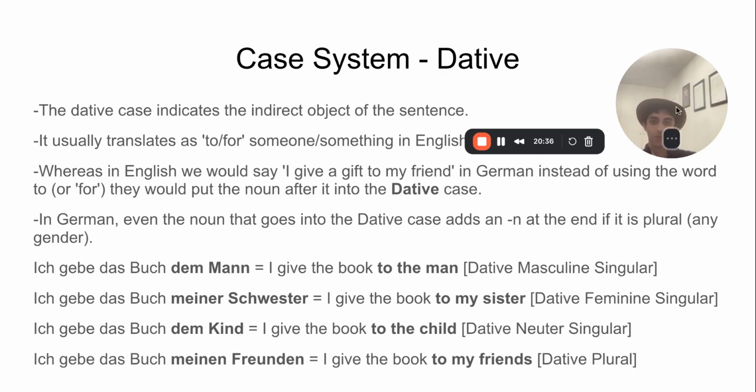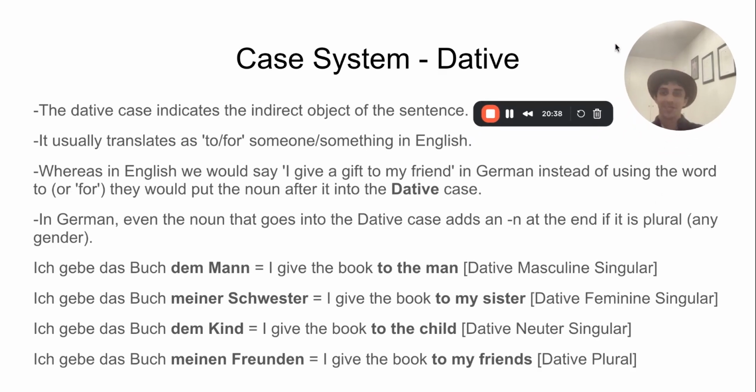Okay, now we move on to, thankfully, the last of the cases, which is the dative case. Now, this is still pretty important for GCSE and iGCSE. The dative case is used to indicate the indirect object of a sentence in German. The way I would think of it, which is generally easier, I think, is that it normally translates as to or for somebody or something in English.